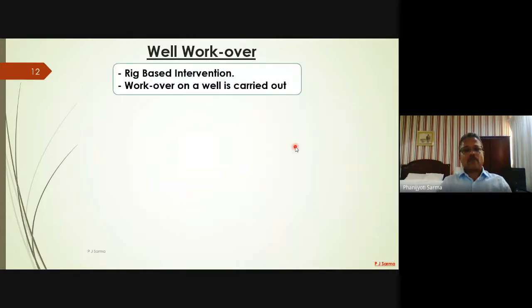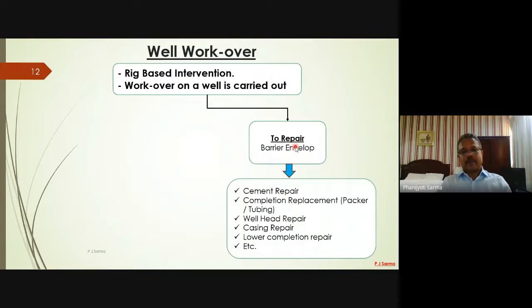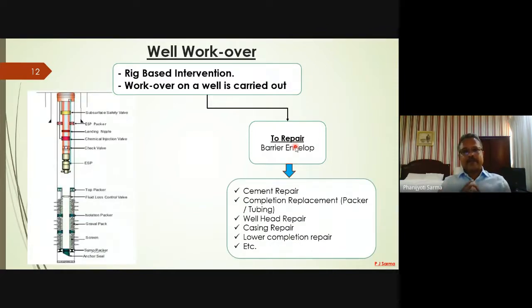The other type of workover is done to repair. Over a period of time, when the production is happening, a lot of corrosive fluids are also getting produced, and because of the wear and tear, the completion jewelries, the lower completion and upper completion jewelries get damaged. So we need to repair to maintain the productivity of the well. So the other objective of the well workover is repair. So barriers and envelope need to be repaired.